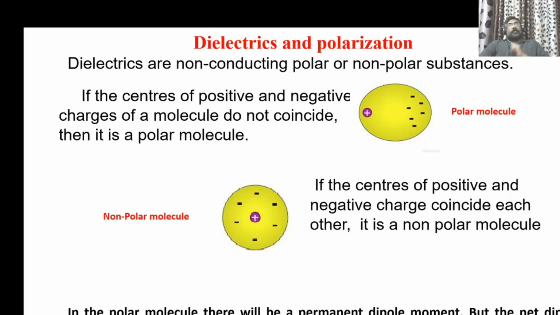Even though a single molecule possesses a permanent dipole moment, due to the random orientation of the molecules in the substance, the substance as a whole will not show any resultant dipole moment. So under ordinary conditions, even though the individual molecules possess dipole moment, the net dipole moment of a polar substance also is 0. Now what will happen if a non-polar substance is placed inside an external electric field?